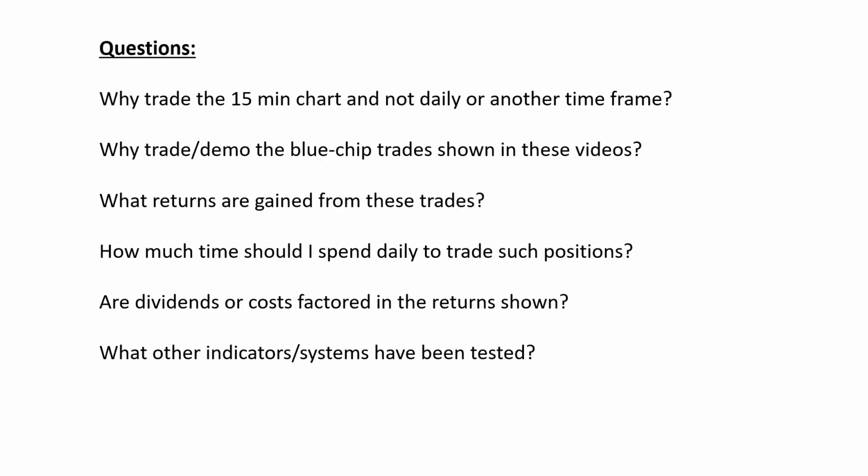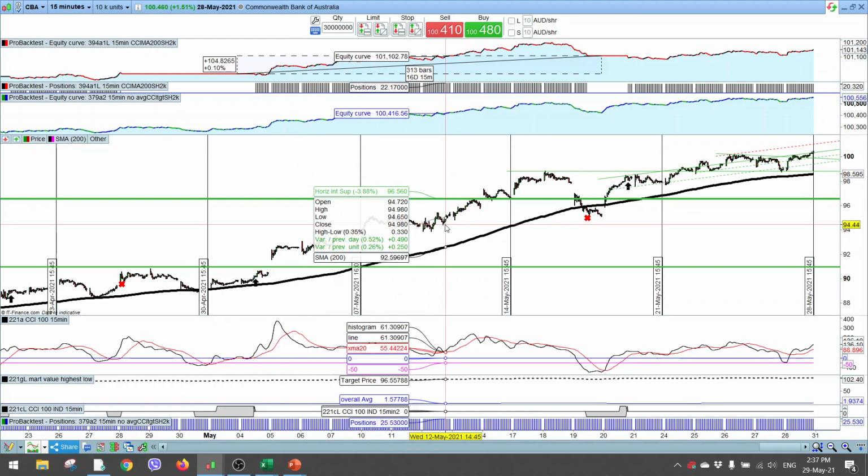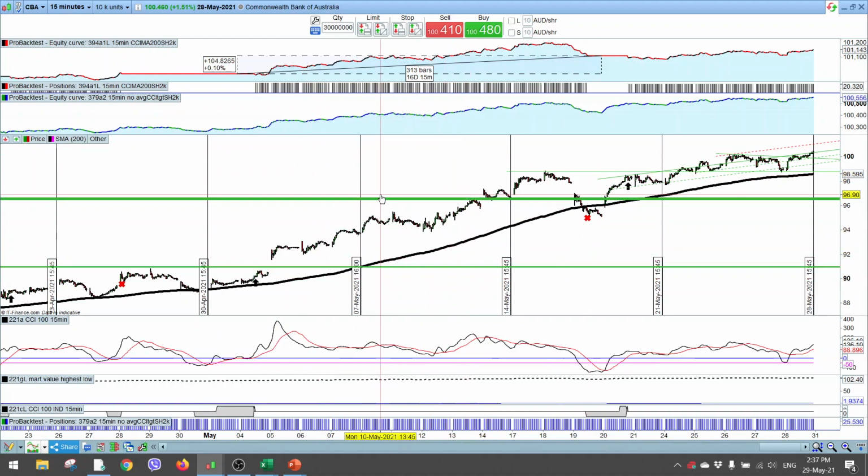So let me go back to the first question, and why do we trade the 15-minute chart and not another time frame? Well, you can trade another time frame. It's just basically the 15-minute chart I've shown to be the most consistent in terms of getting cash flow happening. Let me explain that further.